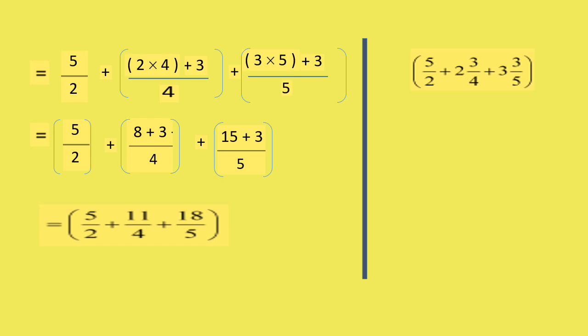So here look at the denominator. If all are the same, then we will add all the numerators and write the denominator only once. But here all the denominators are different. So I am going to use the LCM method. Okay, I have written the question like this. Here first I will write all the denominators like this.